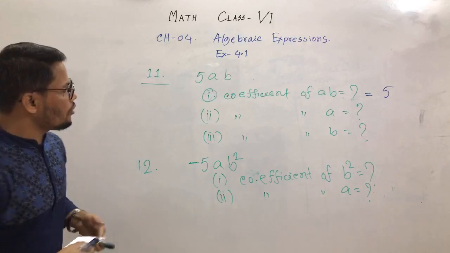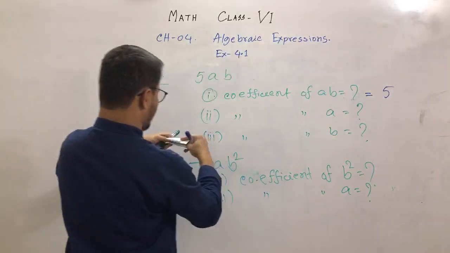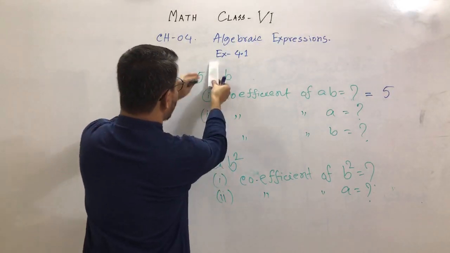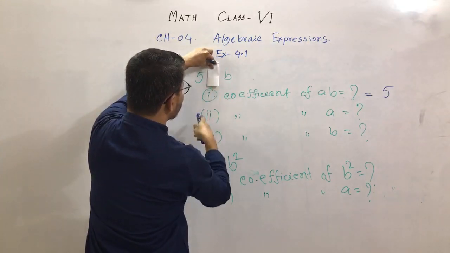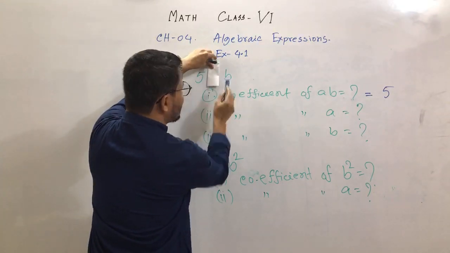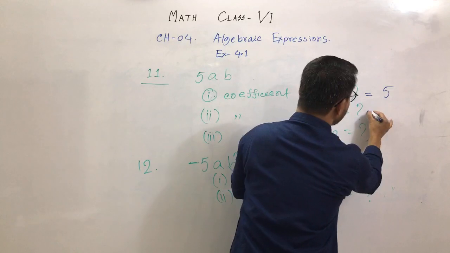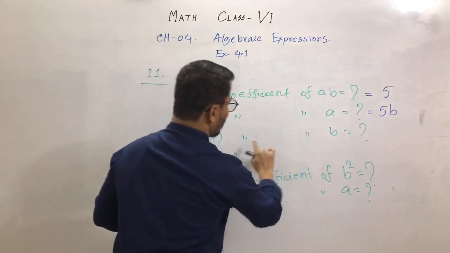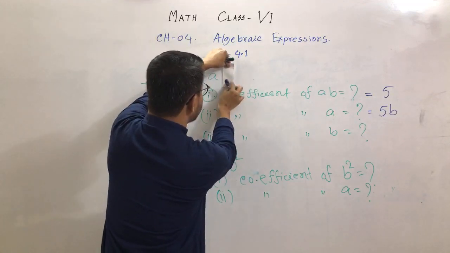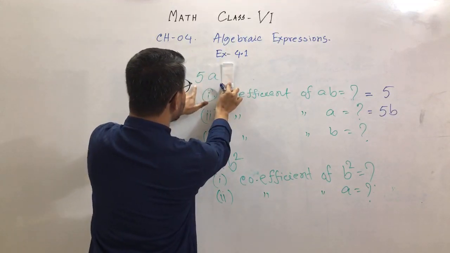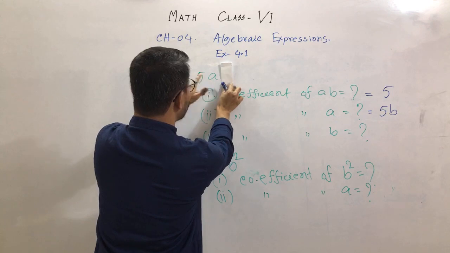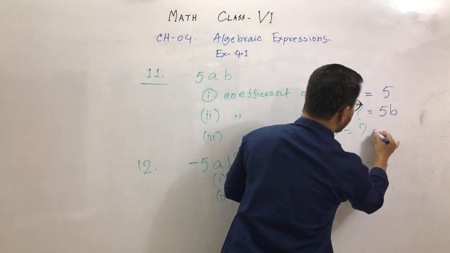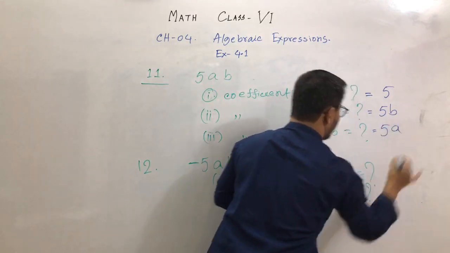Now I ask you the coefficient of A. Just hide A. So the coefficient of A is 5B. The coefficient of A is 5B. Now the coefficient of B, just hide B. Which one is remaining as a times of B? 5A. So the coefficient of B is now 5A.